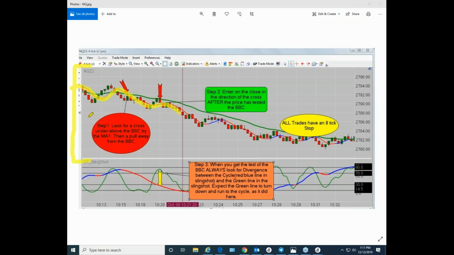The green line is called the BBC. That is short for bullish and bearish cross. Together they make up step number 1. This lights the match. If the MA1 is red and crossing the BBC, it's a bearish cross. If the MA1 is blue and crossing the BBC, that is a bullish cross. The one that's highlighted here is a bearish cross.